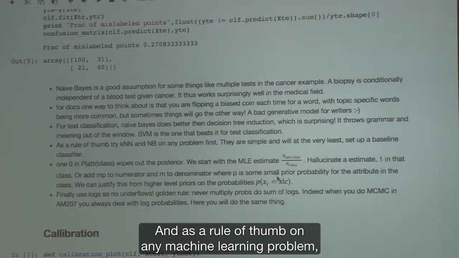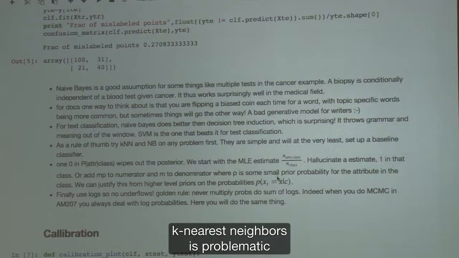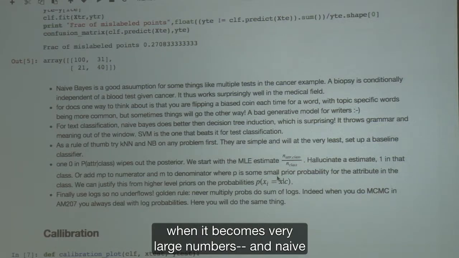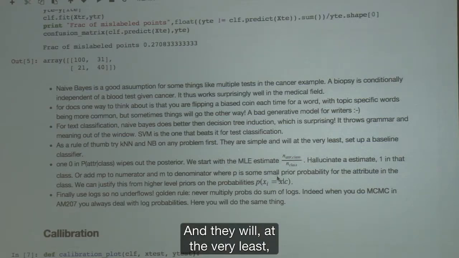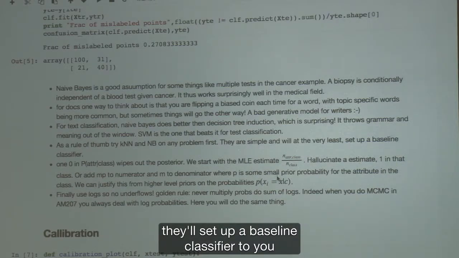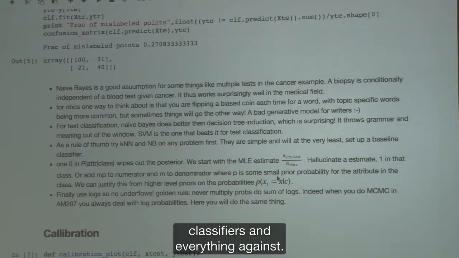And as a rule of thumb, on any machine learning problem, try k-nearest neighbors if it's small enough. K-nearest neighbors is problematic when the numbers become very large. And try naive Bayes on any problem first. They'll be simple, and at the very least, they'll set up a baseline classifier for you to compare your handy-dandy, super-duper random forest classifiers and everything against.